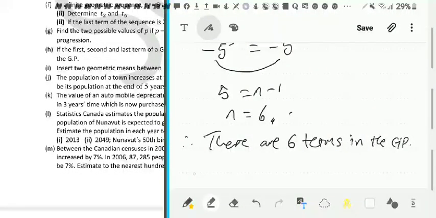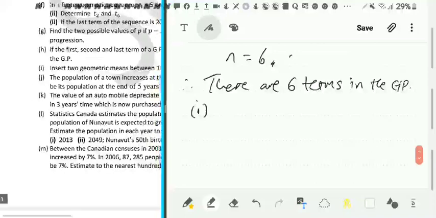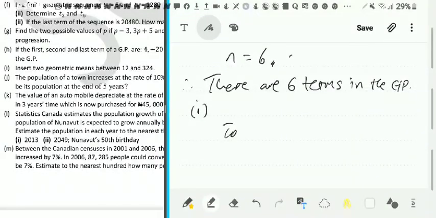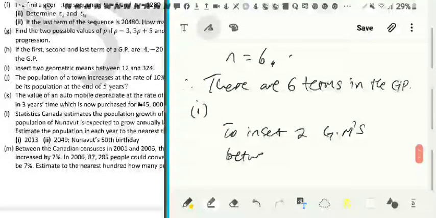Then let's move on to I. Insert two geometric means between 12 and 324. To insert 2 GMs between 12 and 324.